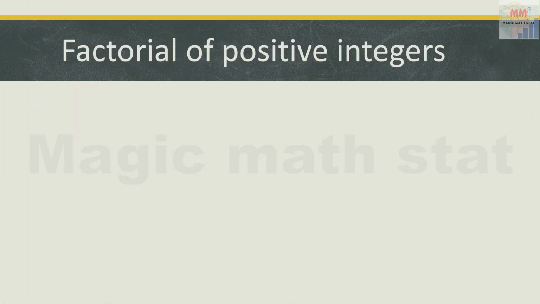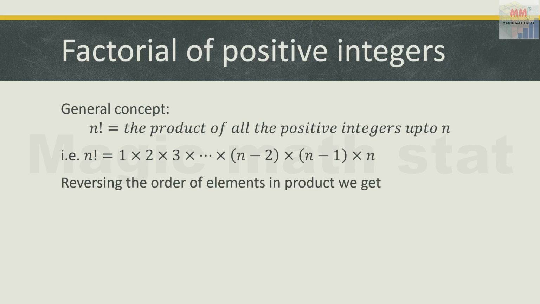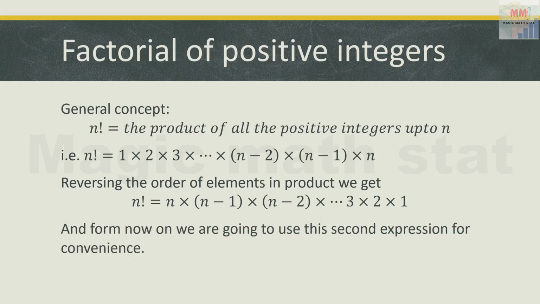Let's define factorial. If n is a positive integer, then n factorial is the product of all positive integers or natural numbers up to n. That is, n factorial equals 1 times 2 times 3, and the product goes on up to (n minus 2) times (n minus 1) times n. If we write it in reverse order, we get n factorial equals n times (n minus 1) times (n minus 2), and it goes on up to 3 times 2 times 1. We are going to use the second expression for ease of calculation.